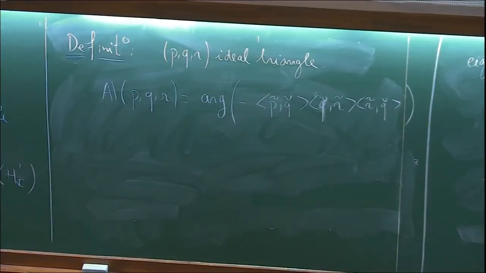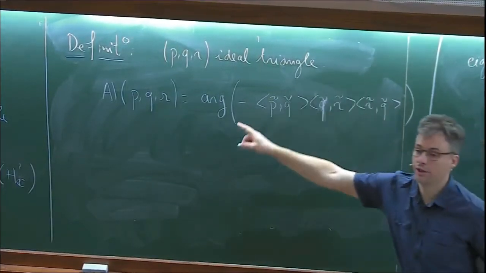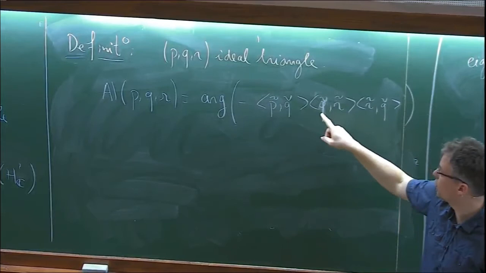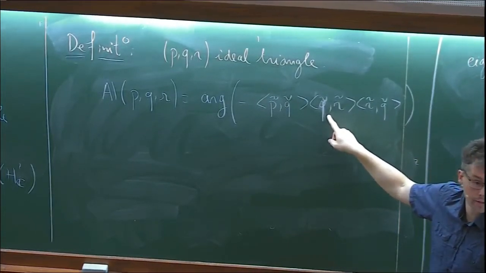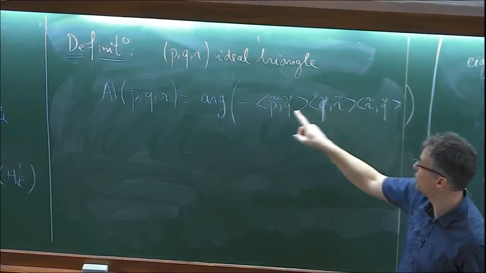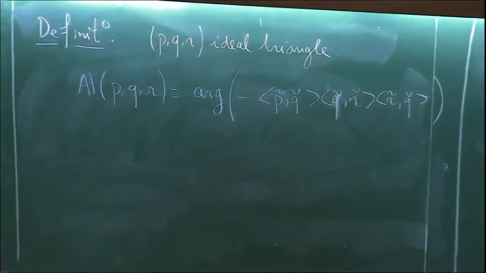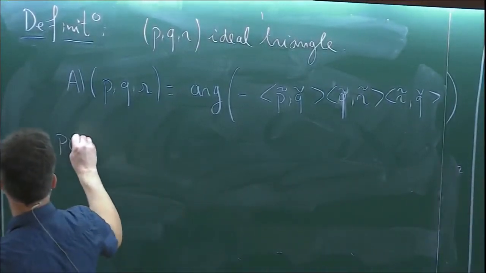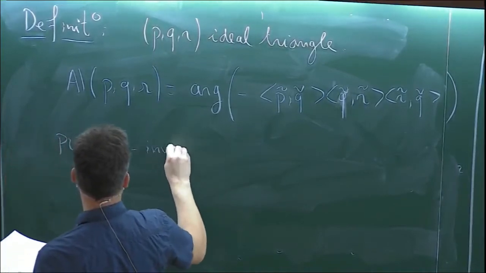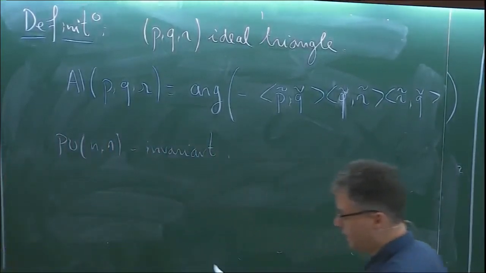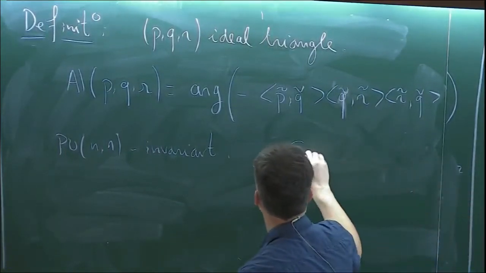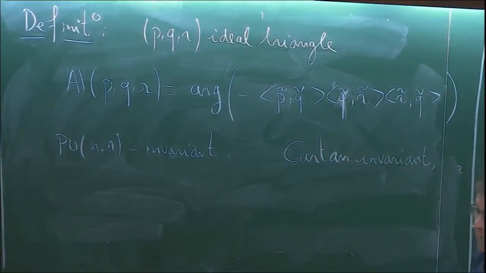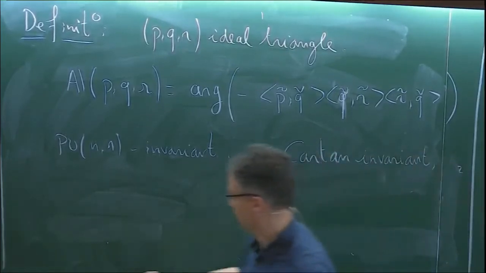Okay? And I'm claiming that this quantity does not depend on the choice of lifts I've made, because each of them appears once on the right, once on the left. So if I multiply by some lambda, then what comes out, the triple bracket here, is multiplied by |lambda|², so it doesn't change the argument. So that's a good PU(n,1) invariant. And it's called the Cartan invariant, after Élie Cartan.